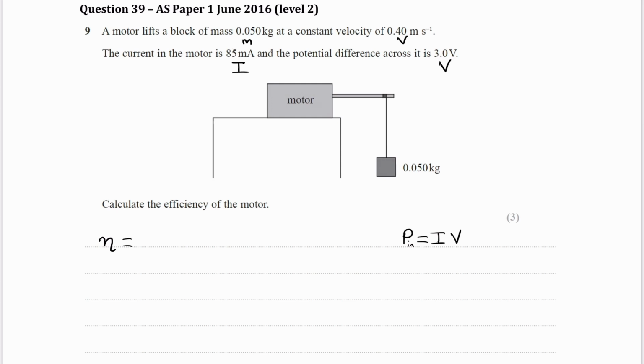The useful output energy would be gravitational potential energy. It wouldn't be kinetic. And the reason it wouldn't be kinetic is because the velocity is not changing. Velocity is not increasing, it's staying constant. So we're not gaining any kinetic energy. We are gaining gravitational potential energy, and we can assume that that is the purpose of this motor or this setup. It's to raise that mass. So that is our useful energy gain.